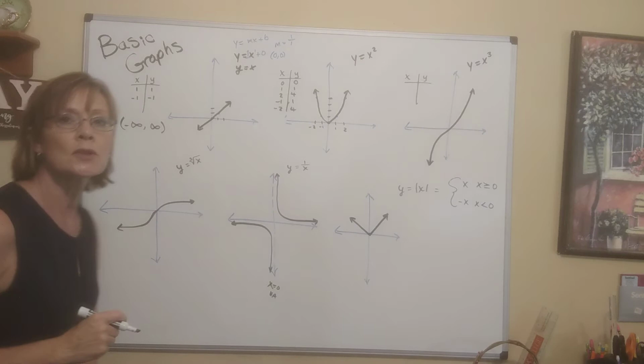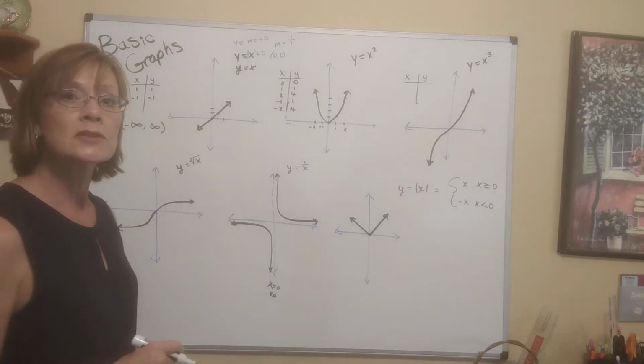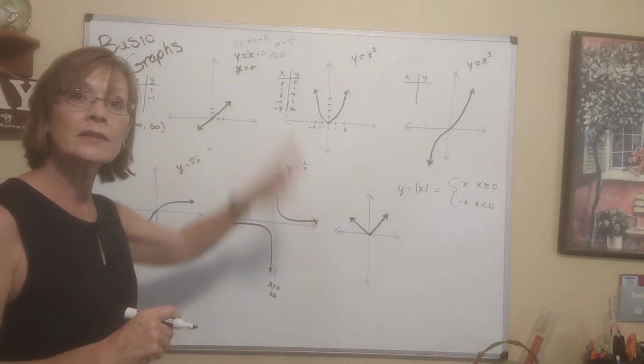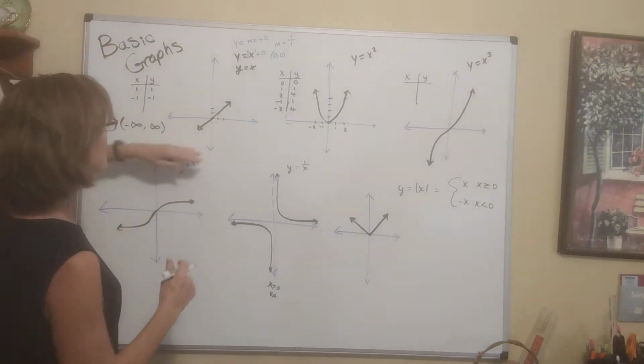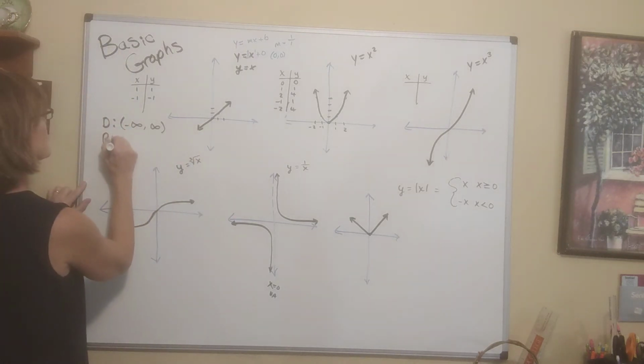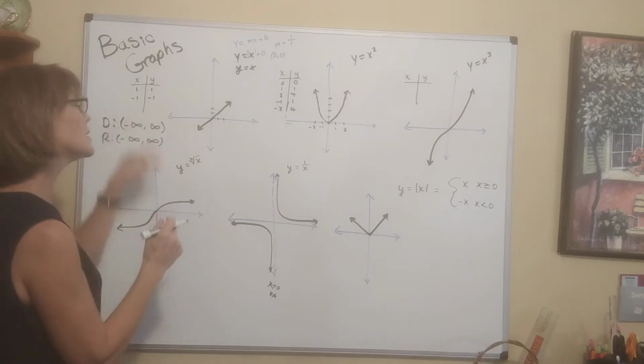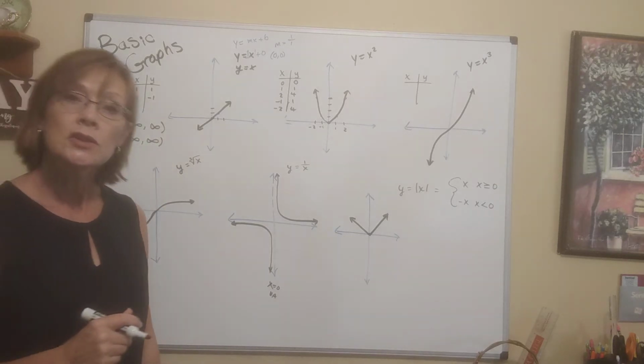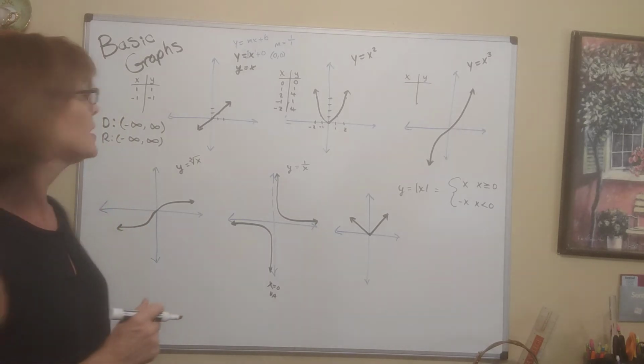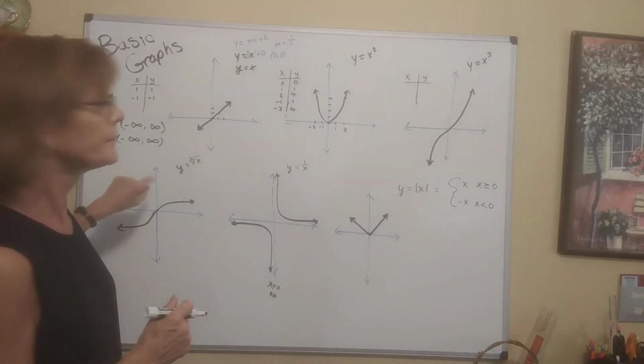The range is the y values that this graph will take on. So it's as low as it will go and as high as it will go. It will go as low as it wants to go. The range will go from negative infinity to positive infinity. What I'm using here is called interval notation. You don't ever put a bracket on an infinity symbol. That's why I have parentheses there.